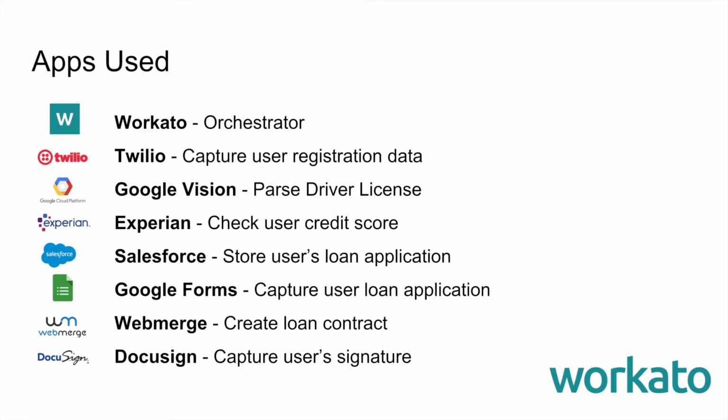For the integration that we're going to build today, here are the apps that we'll be using. Firstly, we'll be using Workato as the orchestrator of the entire integration process. Next, we'll be using Twilio to capture user registration data through SMS and MMS. We'll also be using Google Vision to parse the driver's license, Experian to check the user's credit score, Salesforce to store the user's loan application and details, and Google Forms to capture the user's loan application. Lastly, we'll also be using Webmerge and Docusign to create the loan contract and capture the user's signature.